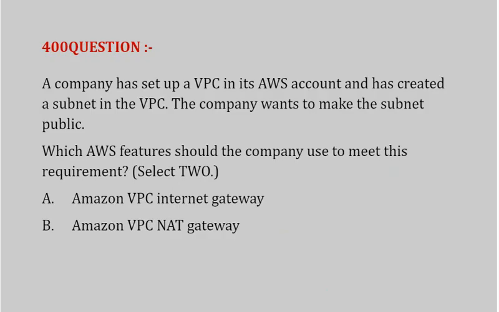Question is, a company has set up a VPC in its AWS account and has created a subnet in the VPC. The company wants to make the subnet public. Which AWS features should the company use to meet this requirement? Select two options. Option A, Amazon VPC Internet Gateway. Option B, Amazon VPC NAT Gateway.